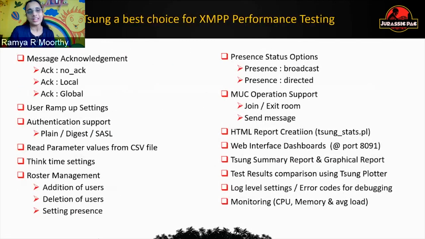And to a very great extent, TSung was the best choice for XMPP performance testing. It was not just because it was highly scalable. It had a very good number of user ramp-up settings. We typically look at it, right? A very good workload model is not great unless we create it during execution. So we have to really look at the inter-arrival pattern and the arrival rate, which is managed very well in TSung. And it had a lot of support for different types of authentication, though we were using SASL.